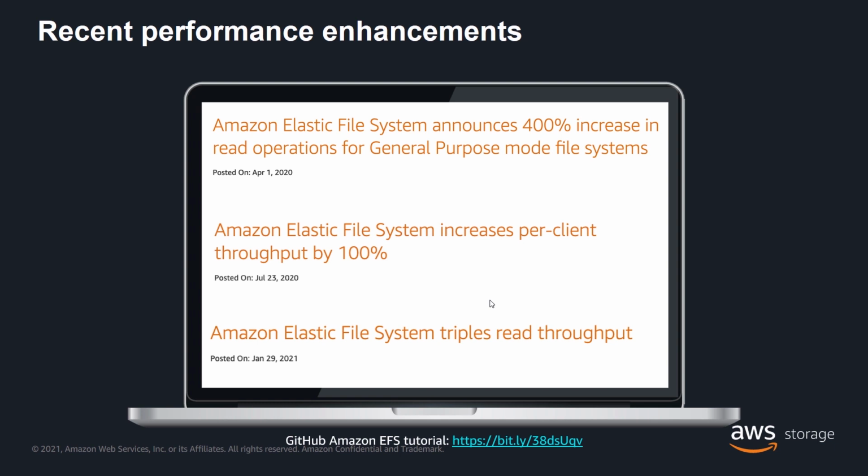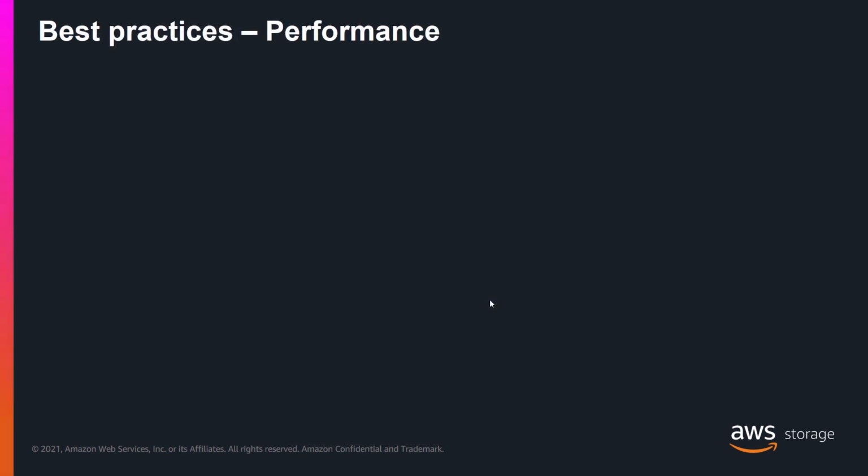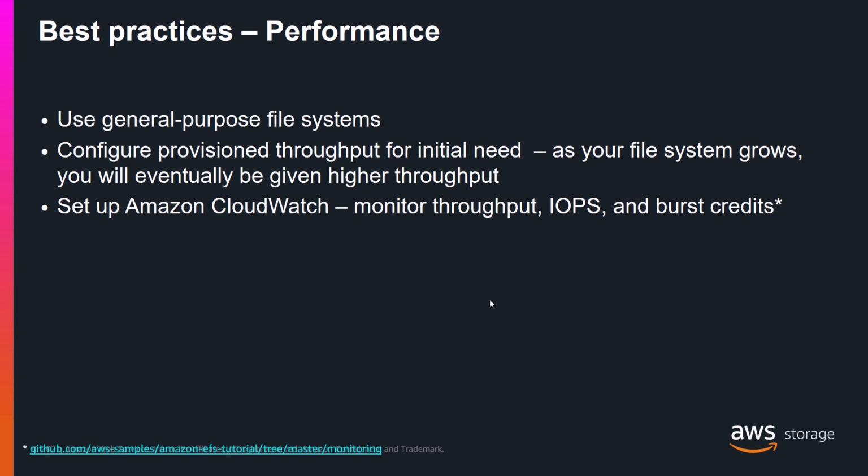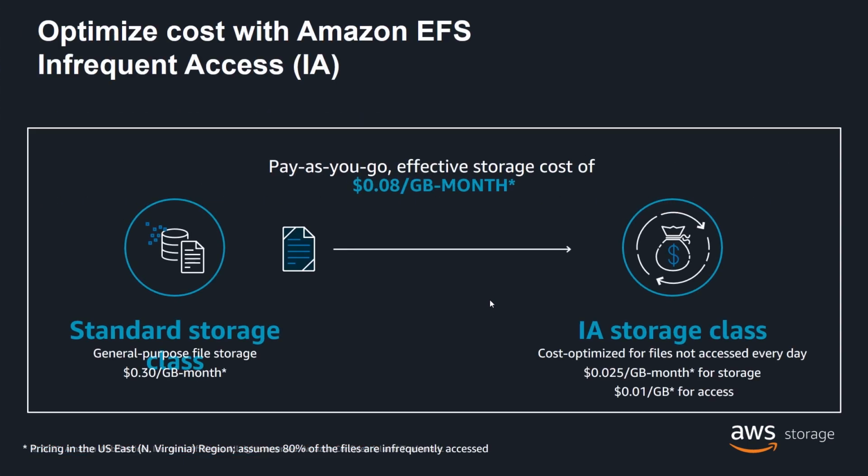One of the other interesting things we have with EFS is the infrequent access tier, where you can set up lifecycle management policies. You can say, if a file has not been accessed for 7 days, move it to your infrequent access storage tier. As you can see, it's significantly cheaper and will save you a lot of money for files that are not being accessed, and you can do this automatically. By doing this, you can effectively get a storage cost of 8 cents per GB month.